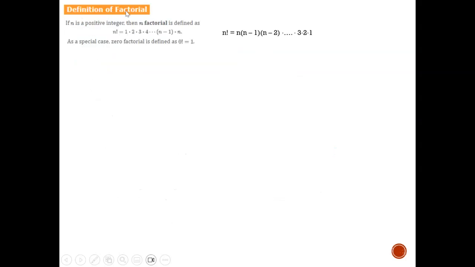Okay, now, this is the definition of factorial. If n is a positive integer, then n factorial is defined as n factorial is equal to 1 times 2 times 3 times 4 times ... n minus 1 times n. Hey guys, I like to use this formula instead of that one. It's the same formula. n factorial is equal to, you start with n, and then you keep subtracting 1, n minus 1, n minus 2, until you get to 1. These are the same, but I like to use the second one instead. And so here, the special case is that 0 factorial is equal to 1.